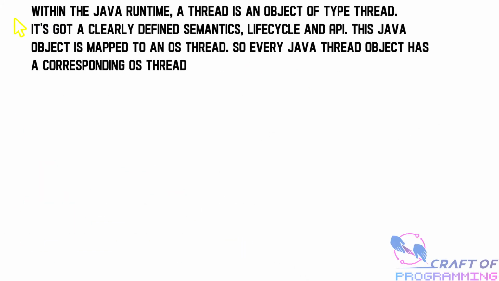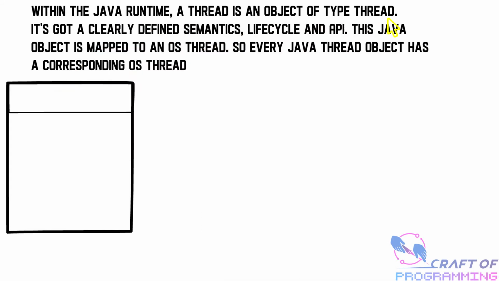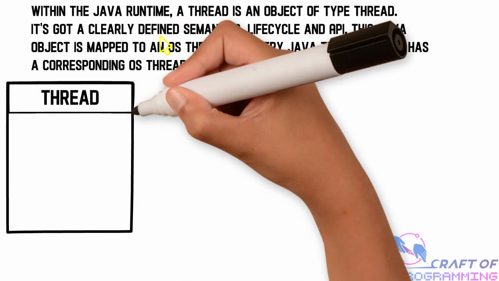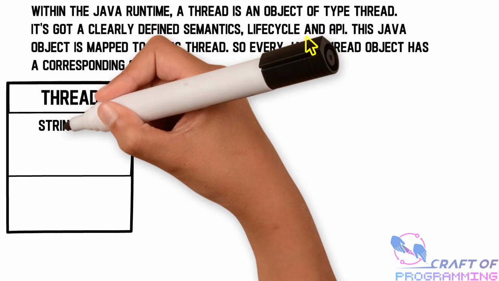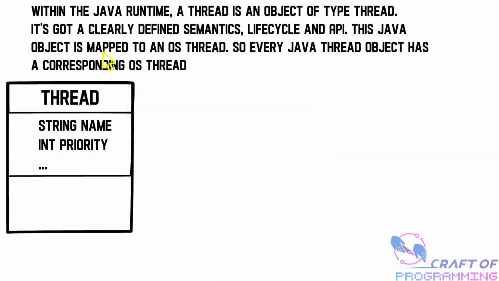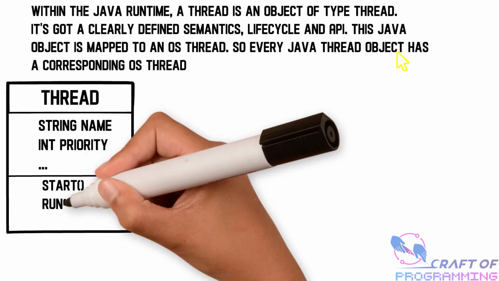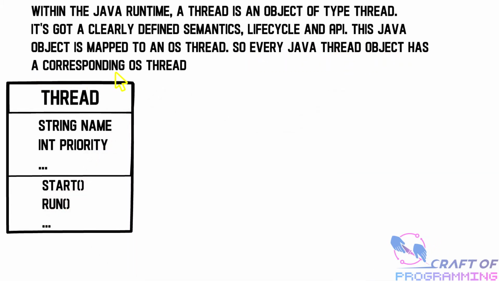I/O. Within the Java runtime, a thread is an object of type Thread. It's got a clearly defined semantics, lifecycle, and API. And this Java object is mapped to an operating system thread. So every Java thread object has a corresponding operating system thread.